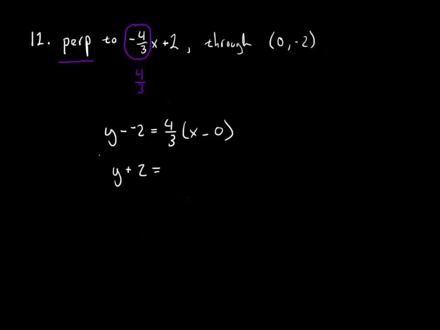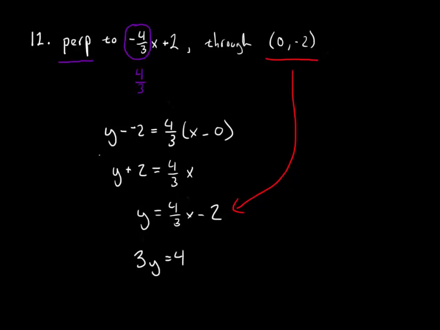Simplify the double negative, distribute the 4/3, subtract 2 from both sides. Because this point is a y-intercept, we could have gone directly to slope-intercept form. To convert to standard, we clear out the fraction by multiplying through by the denominator, 3. So 3y equals 4x minus 6. Subtract 4x from both sides to get -4x plus 3y equals -6. Because our a value must be positive, we multiply through by -1 to get 4x minus 3y equals +6.